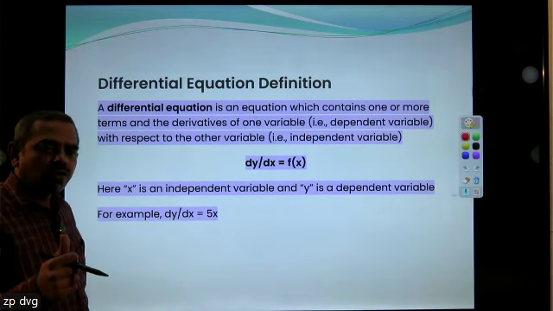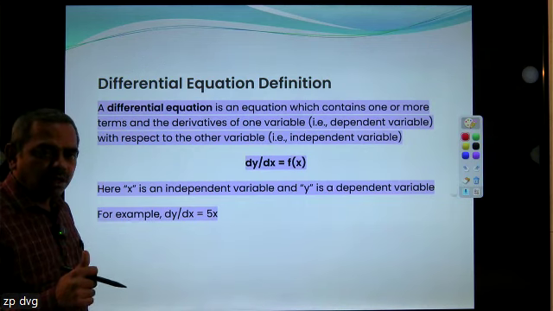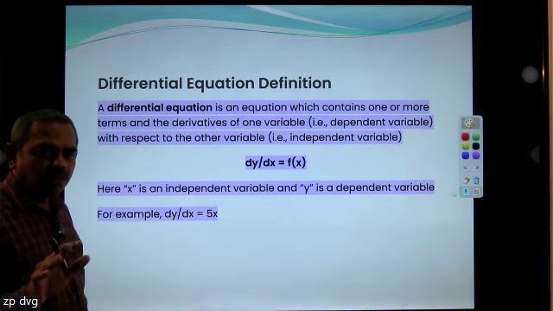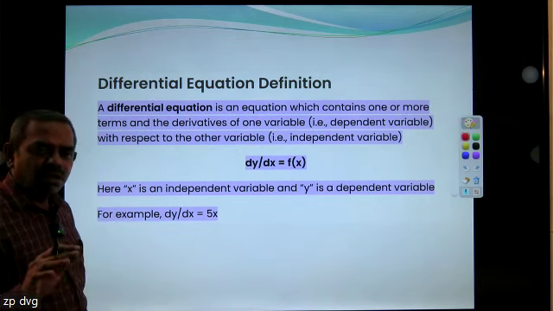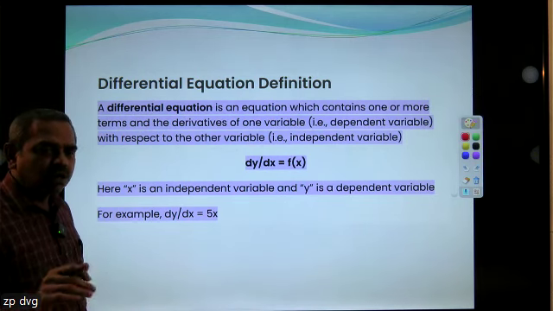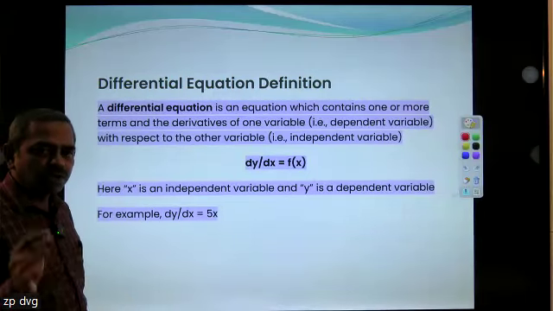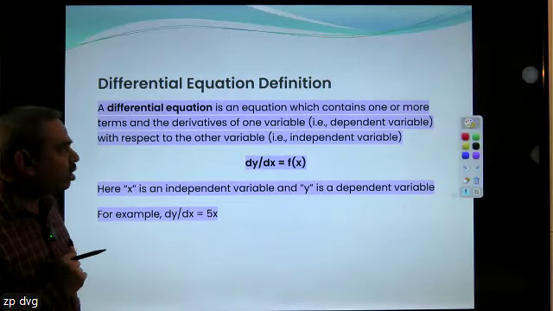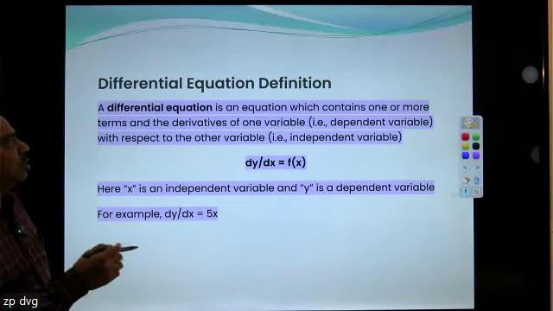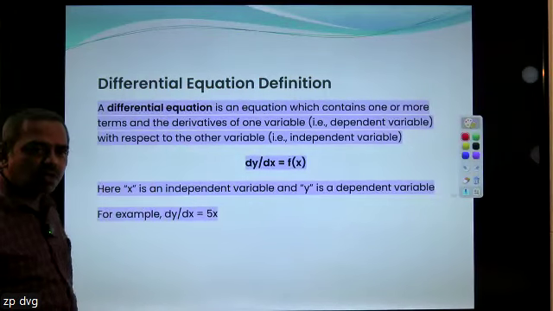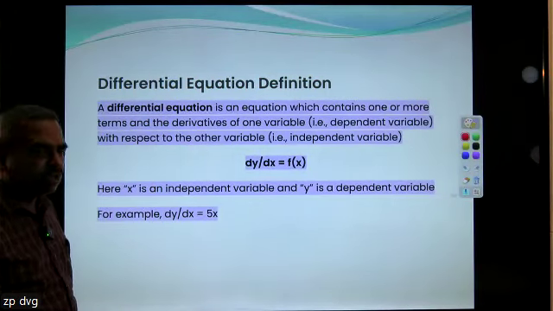One question will be related to order and degree. The second question will be related to the variable separable method. And the third question will be related to integrating factors. Okay. So first of all, let us discuss one by one. Now, let us start here. First of all, let us discuss what is meant by a differential equation.